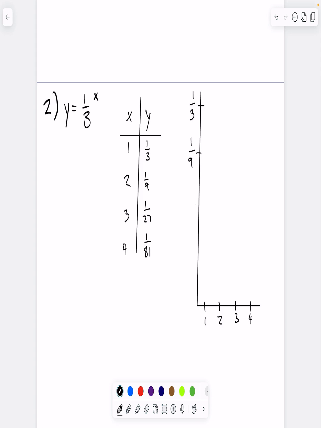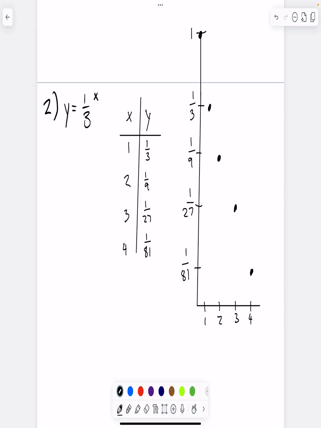Again, 1/9 is less than 1/3, 1/27 is less than 1/9, and 1/81 is less than 1/27. So we said that when we were at the power of 1, we were exactly at 1/3. To the power of 2, we were at 1/9. To the power of 3, we were at 1/27, and to the power of 4, we were at 1/81. Again, our predisposition would be the same thing. It would still be at 1. So that's somewhere up here.